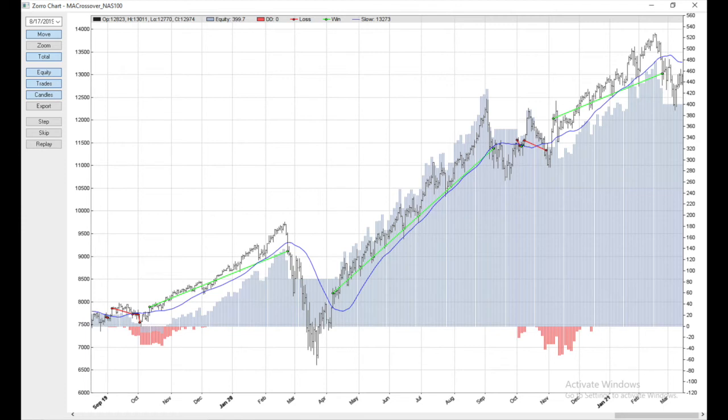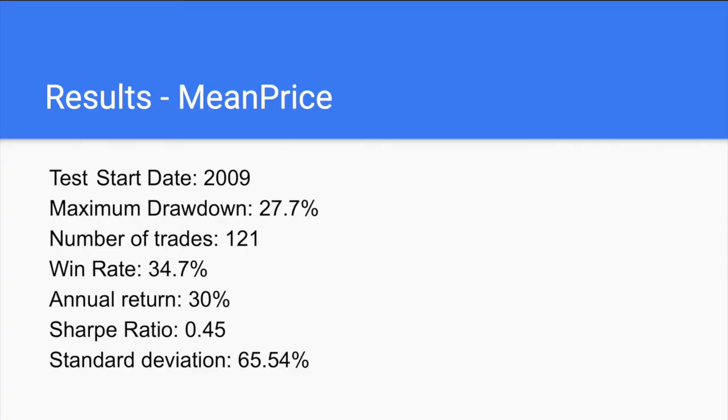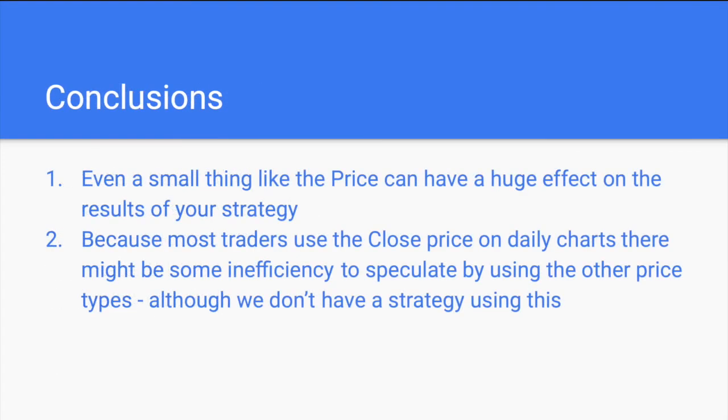So this one seems to have the best returns at 30%. It also seems to have the lowest drawdown, but for some reason we get the higher standard deviation. In conclusion, even a small thing like the price selection can have a huge effect on the results of your strategy. It seems that most traders are using the close price or the open price on the daily charts, and there might be some inefficiency to speculate there by using other price types.